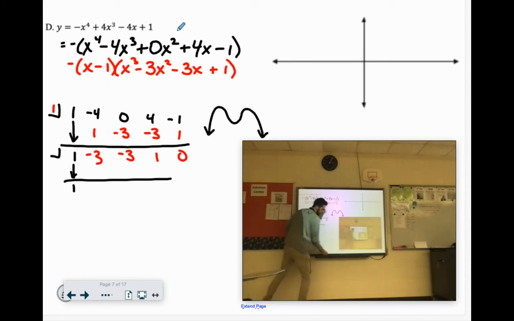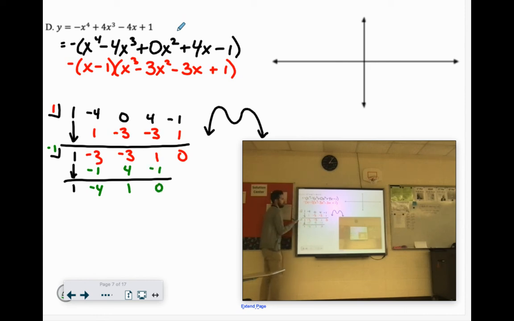We're going to need to end up with a negative 1 over there. So again, let's try negative 1 here. Negative 1 times 1 is negative 1. This will give us negative 4. Times negative 1 is positive 4. That would give us 1. Negative 1 times 1 is negative 1, which gives us 0. So now we have a 0 of negative 1. So we have the x minus 1. Now we have x plus 1. And what's left is 1x squared minus 4x plus 1.